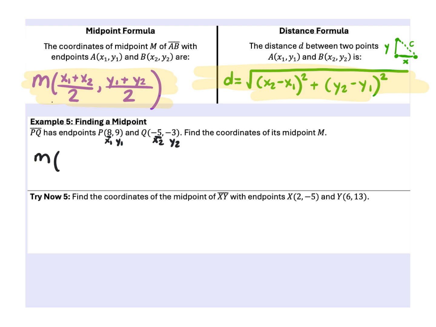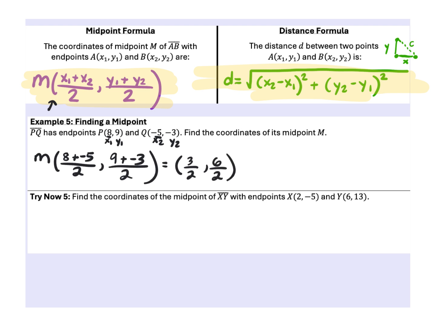So I'm looking at the formula right here. So add up my x's, 8 plus -5 divided by 2. And then we add up the y's, 9 plus -3 divided by 2. And we want to make sure that we simplify the numerator before dividing by 2. So if I do that, I'm going to get 3 over 2 and 6 over 2.